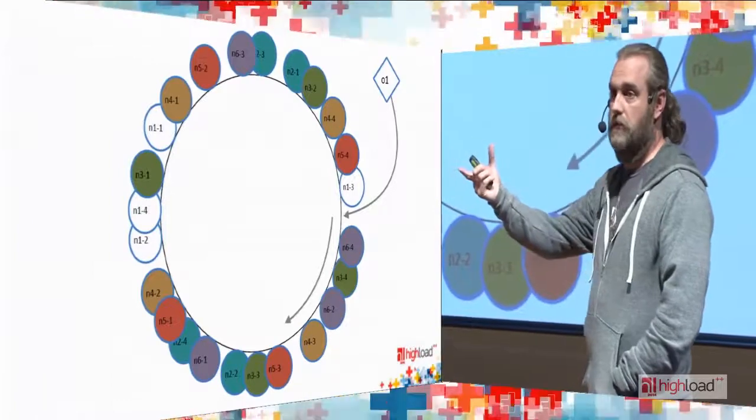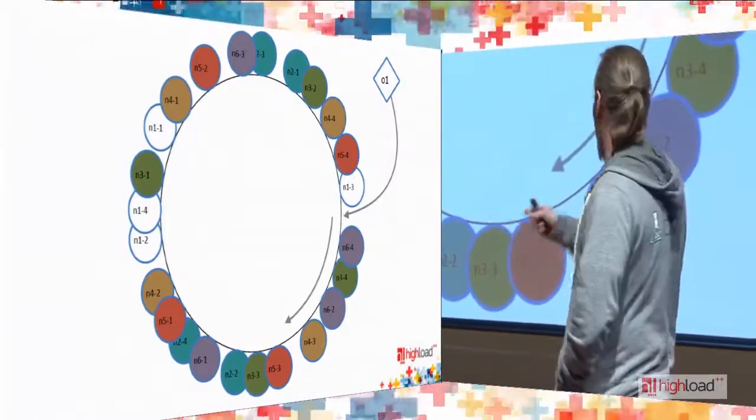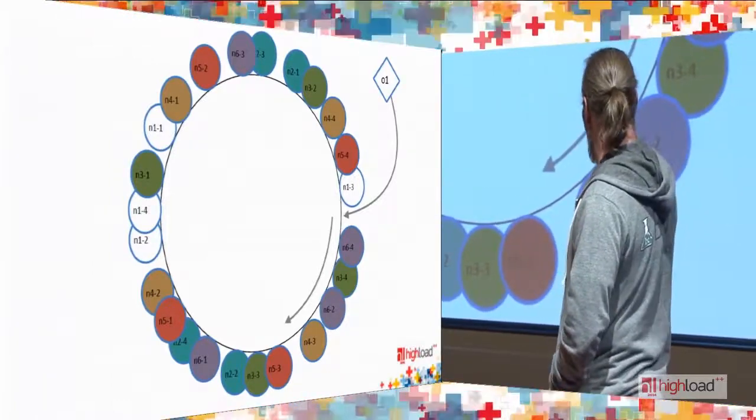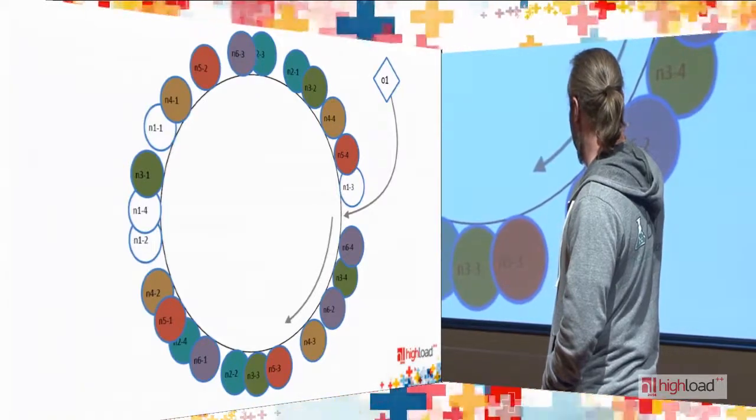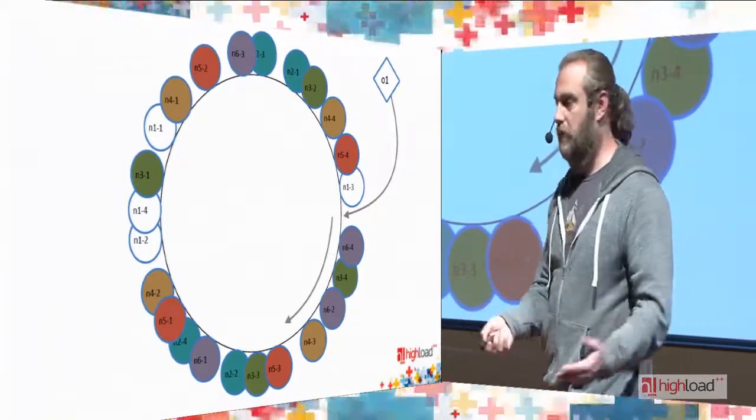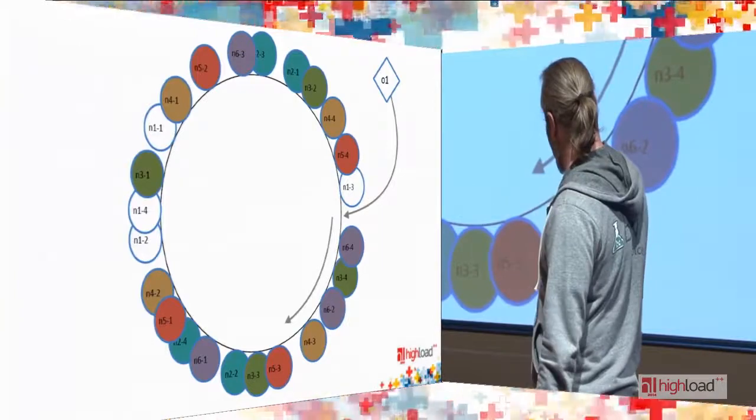You hash that to a 256-bit hash. It identifies a spot on the ring. So my data lives here. Well, the interesting part of your data living there is there's no node there.